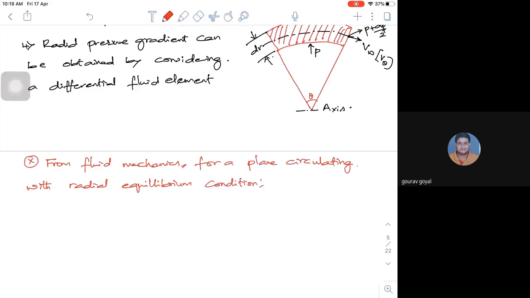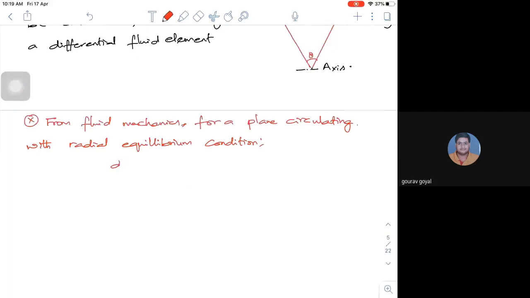So it is given by my pressure change dP by dr is equal to rho into V omega square by r. If you want to be very specific, it should be V theta. So this is the expression we try to use from the fluid mechanics. That is, dP by dr is given by rho into V theta square by r.